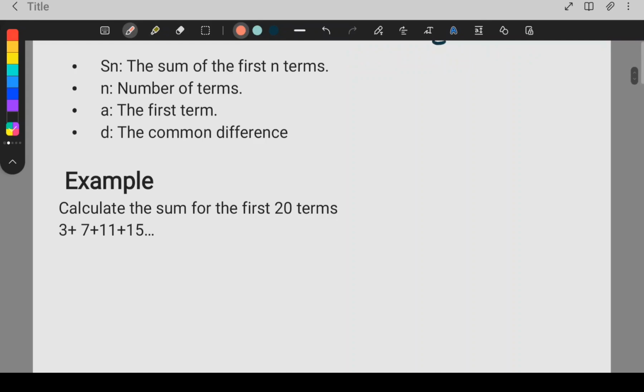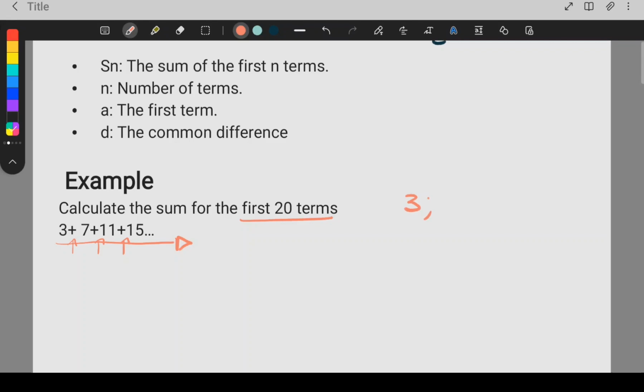Let's go. Example number 1. Calculate the sum of the first 20 terms of this arithmetic series. It's a series because can you see the terms are being added? So there's a plus. They can also be minuses, grade 12s. But in this case, they're all pluses.